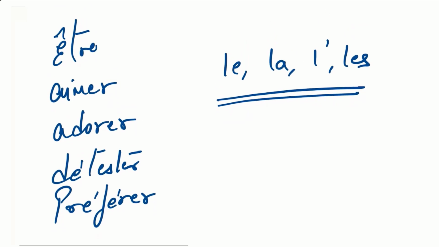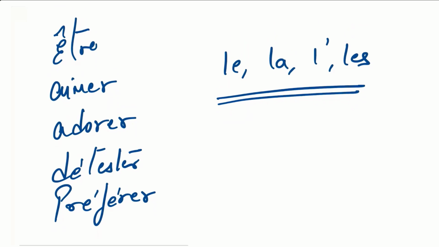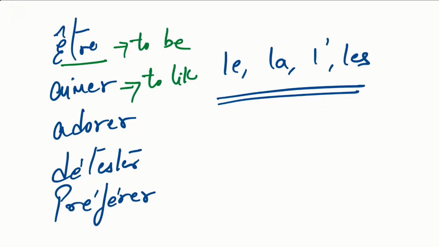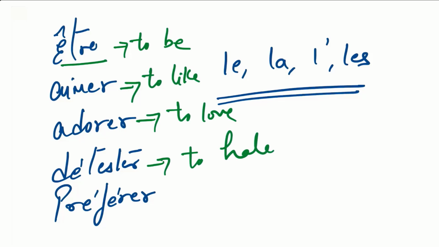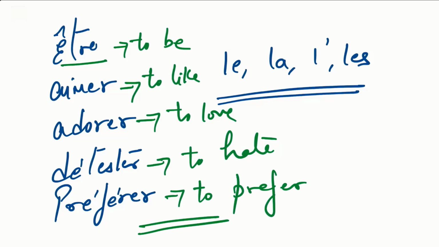First of all, I wanted to tell you the meaning of all these verbs. Être is to be, aimer to like, adorer to love, détester to hate, préférer to prefer. D'accord? So now I'm going to write some examples here. Then it will be clear to you.